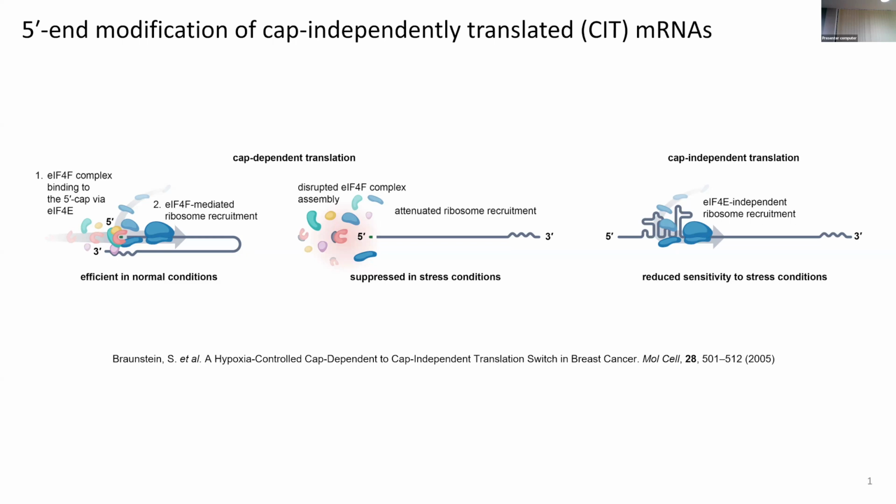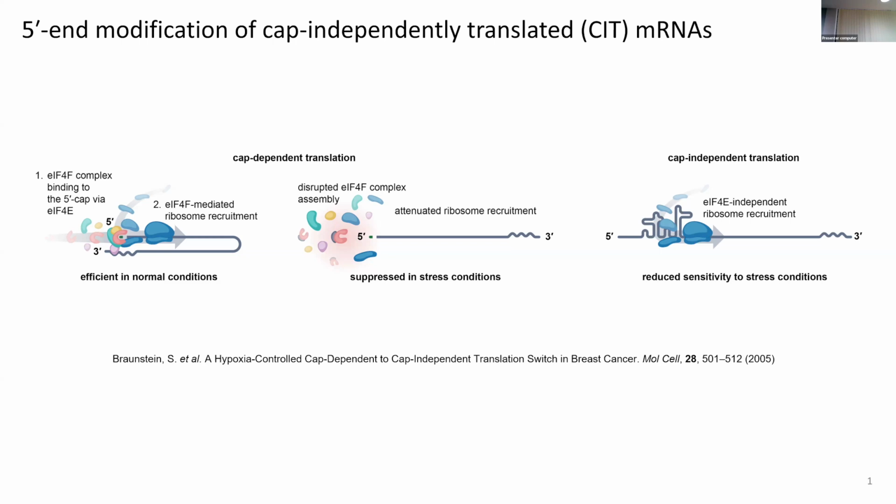So for example, if you want to develop mRNA therapeutics against cancer by aiming to express tumor suppressors, cytokines, or maybe Cas9 for gene editing. So a potential solution to this could be the use of cap-independent translation.